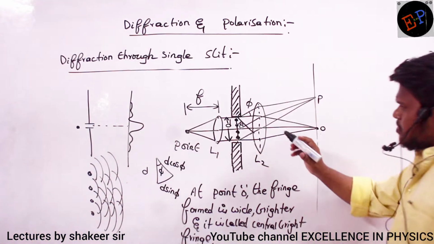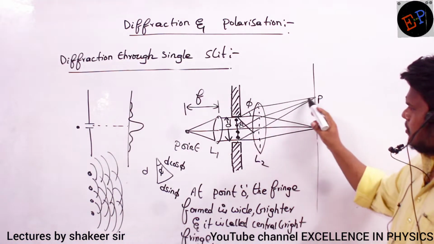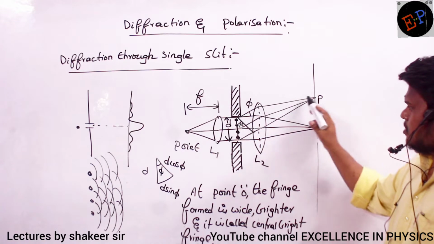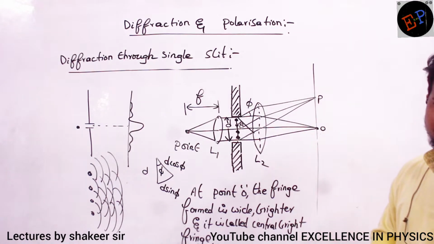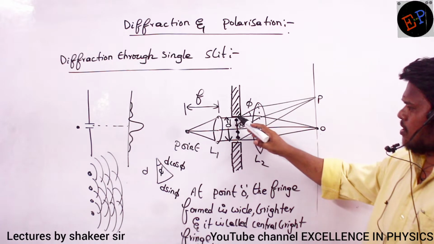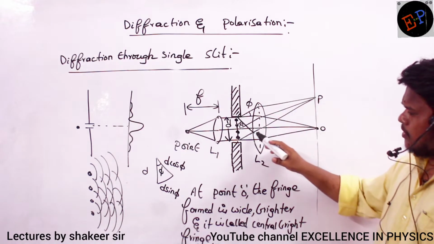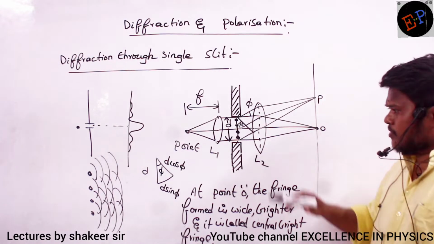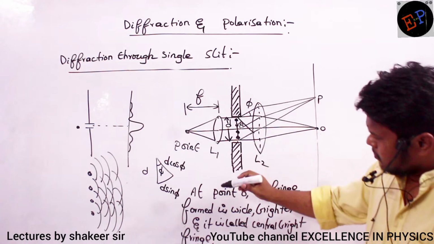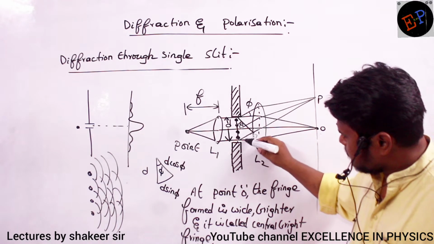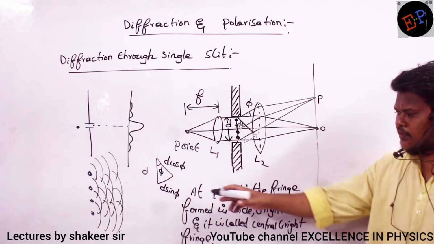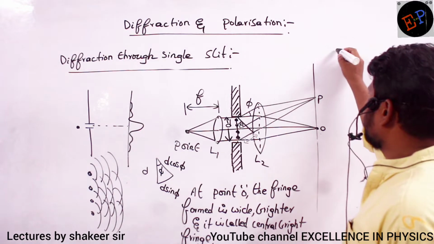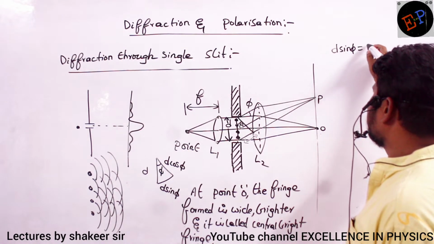Are you able to understand? Observe this length from here to here. Similarly observe this length. So this length and this length will be almost the same. Starting from this point up to point P, and from this next point to point P, their lengths will be the same. So what is the path difference between the first wave and the second wave? Path difference is nothing but this much length, and that length is D sin phi. So D sin phi is the path difference.